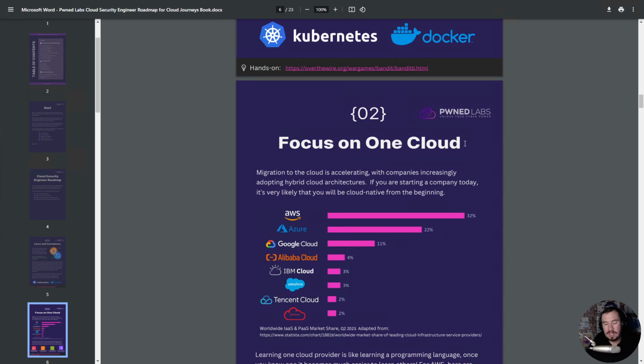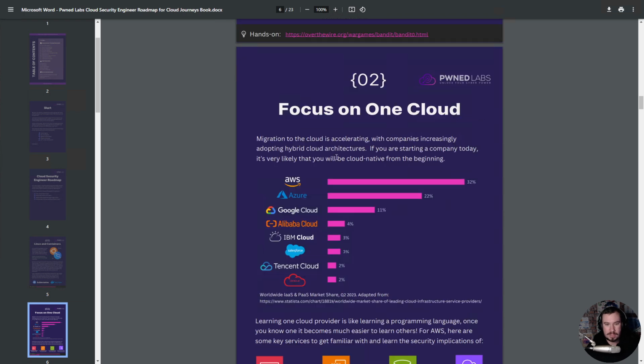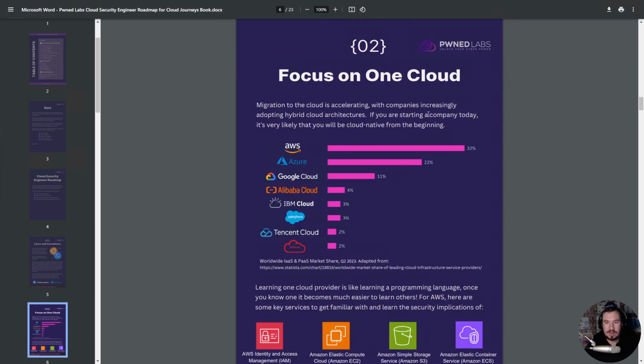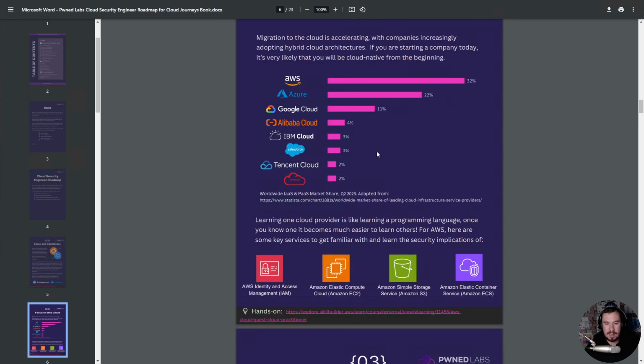If you focus on one cloud, it's kind of like a programming language. When you learn one cloud, so when you learn AWS, it's a lot easier to pivot to the other cloud technologies. Just like if you learn one programming language, it's a lot easier to pivot to other programming languages. So migrating to the clouds, etc. If you're starting a company today, it's very likely that you will be cloud native from the beginning. Learning one cloud provider. Look, guys, I didn't even read this aspect of it, but clearly great minds think alike because that's the exact analogy I just used.